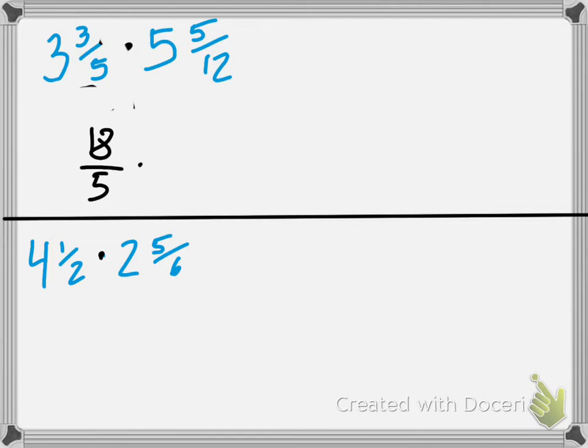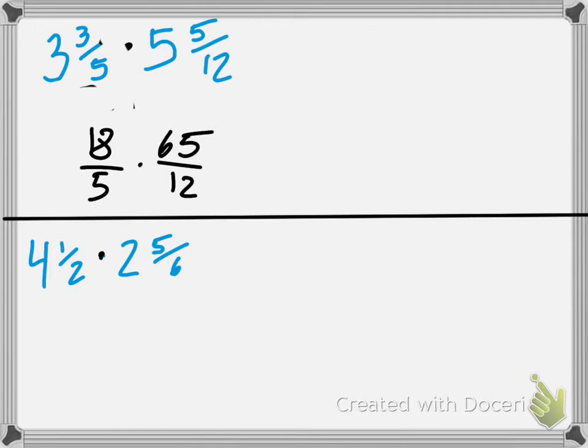Same thing for this other one. Michaela, what is 5 5/12 as an improper fraction? So 5 times 12 is... Yep. 60 plus 5 is 65. So it'll be 65 over 12. Now these are really big numbers. But what can I do to make my life easier, Dolan?